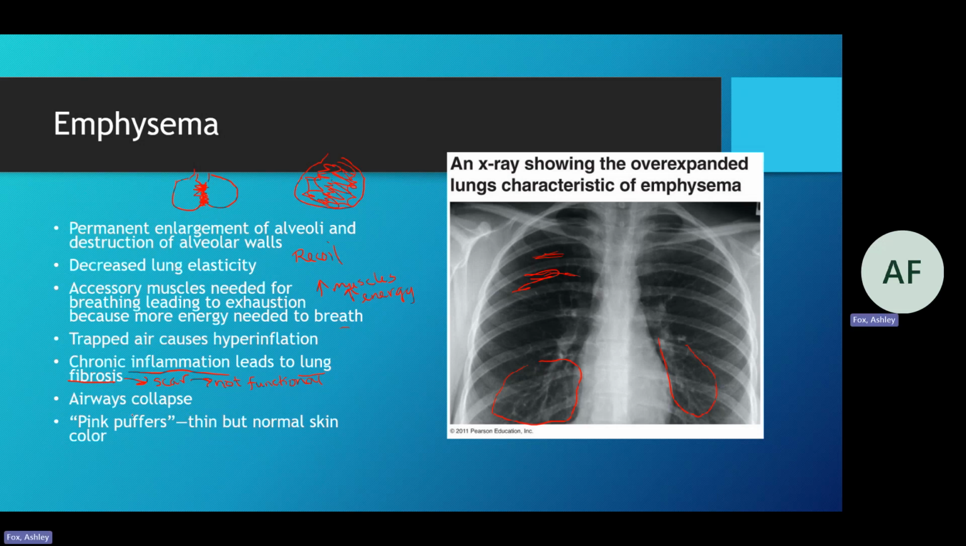And oftentimes we call people that have emphysema pink puffers. They're thin because of the increased muscle use and the increased energy that they take. But they're pink in color because, although all of this is damaging to the lung tissue and you're using more muscles and energy, you're still getting enough oxygen. So pink means you still get sufficient oxygen. It's just harder to breathe, but you can still get enough.